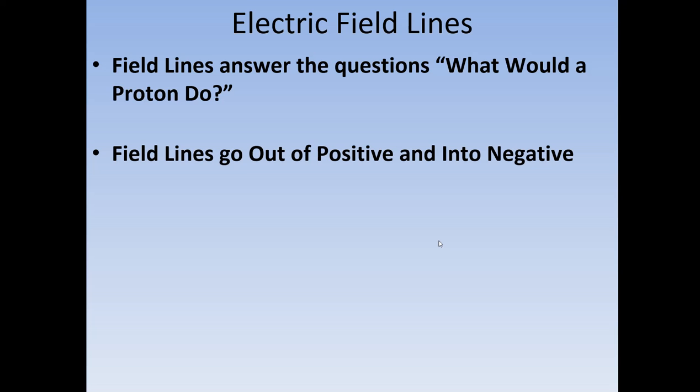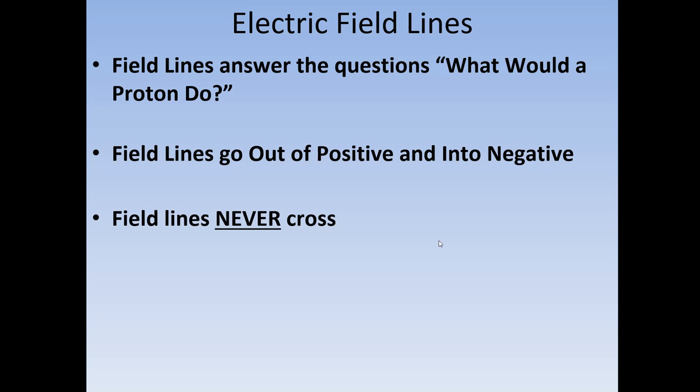Some things to remember about the electric field lines, because it's likely that not only will you have to recognize properly drawn electric fields, you should be able to actually draw them. One thing to know about the electric field lines, they always go out of positive and into negative. The lines always go away from positive objects because protons are always repelled, and then they're attracted to negative, so the lines would go into the negative.